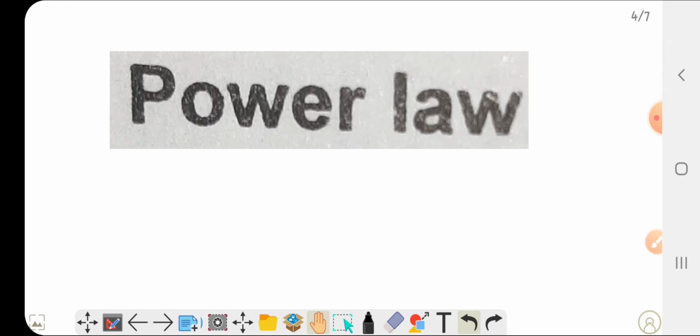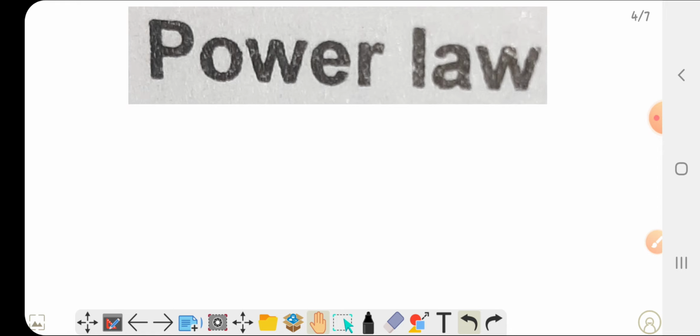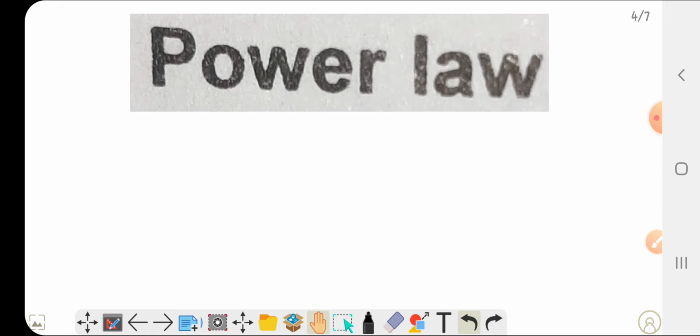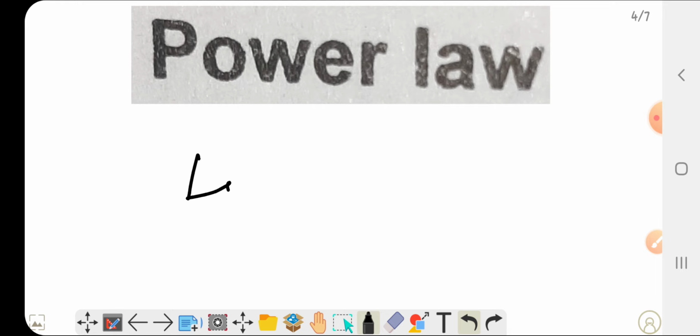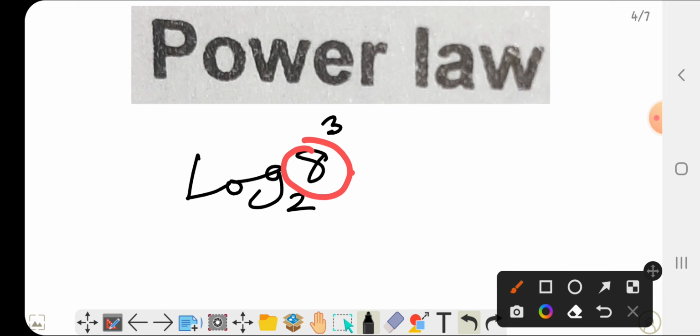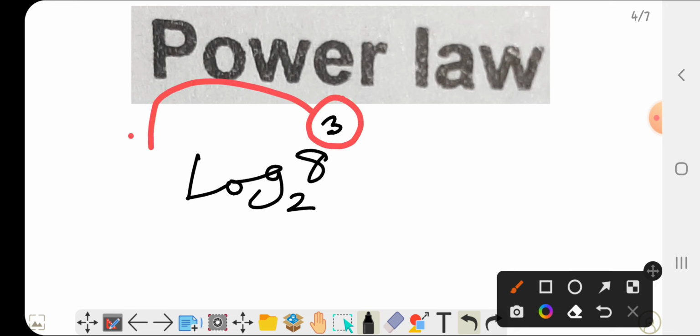Okay, let's go to the next law. This one would be the power law. When the number has a power, what will happen? Let's look at it this way. Imagine you have log 8 raised to the power 3 base 2. If this number 8 has a power of 3, then the power, which is 3, can move from here and come over to this side and be in product with the logarithmic expression.